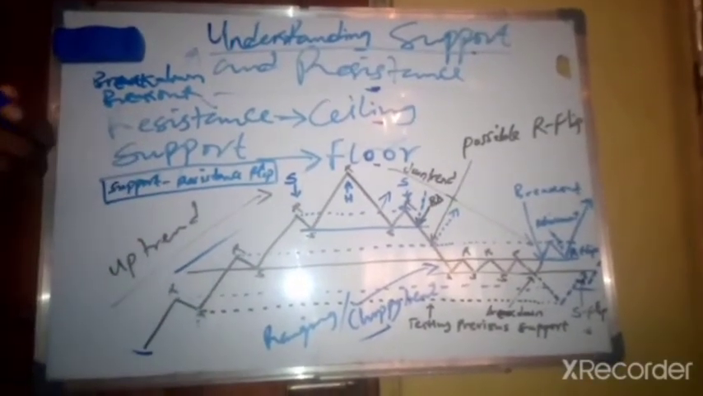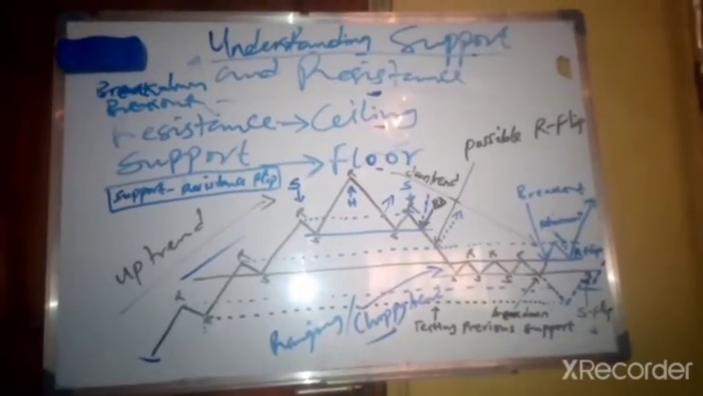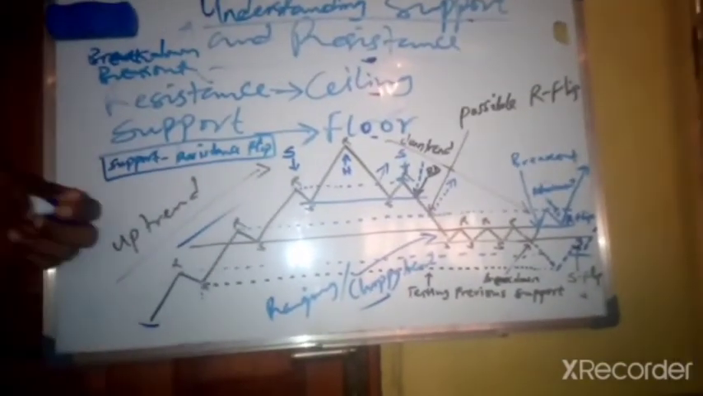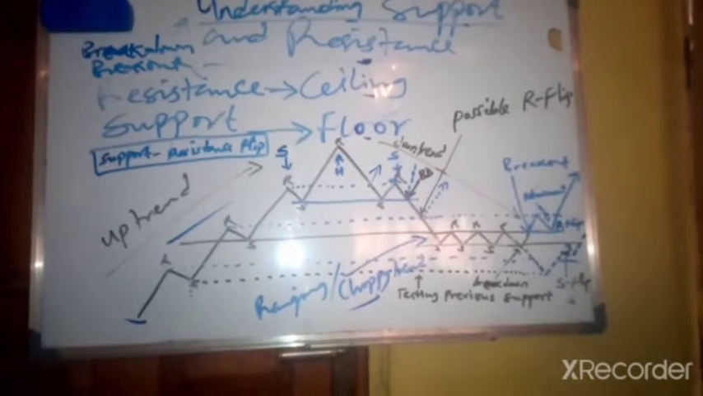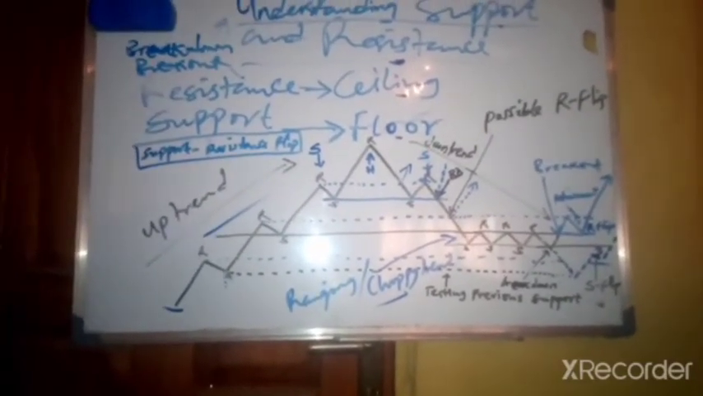So one last thing I want us to talk about before I close this class is the concept of demand and supply zones. I stated from the beginning that every support level is a demand zone and every resistance level is a supply zone. So for you to understand this better, you need to understand your candlesticks, and the psychology behind the formation of your candlesticks, which is very, very necessary.